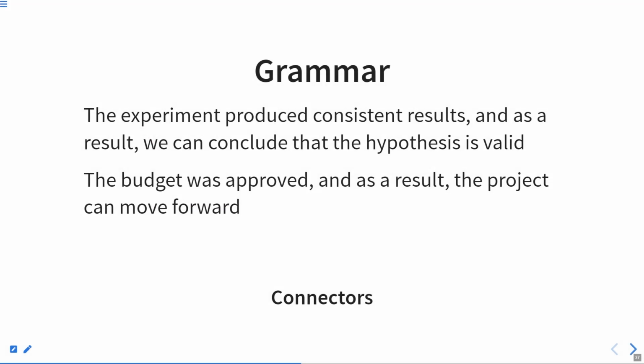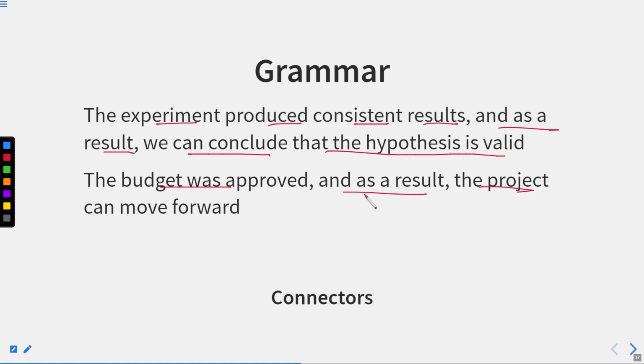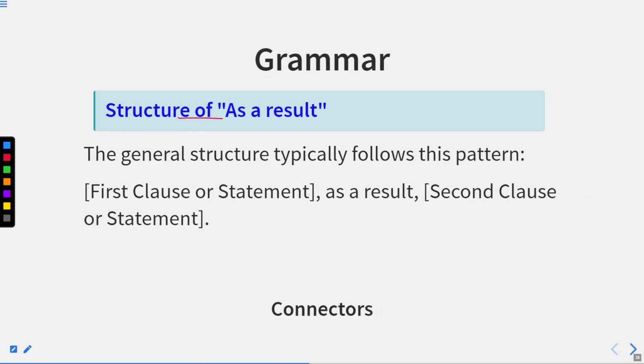The experiment produced consistent results, and as a result, we can conclude that the hypothesis is valid. The budget was approved, and as a result, the project can move forward. So these were some examples that show that as a result is used to show the result of something that has already occurred.